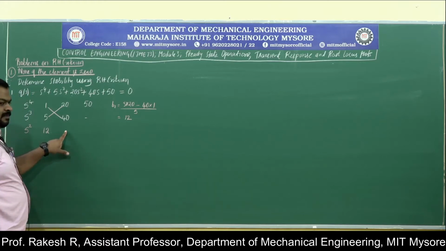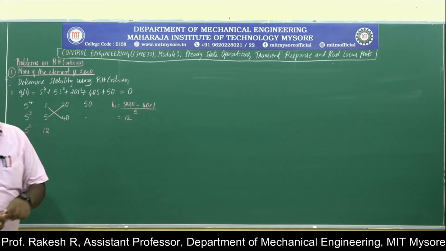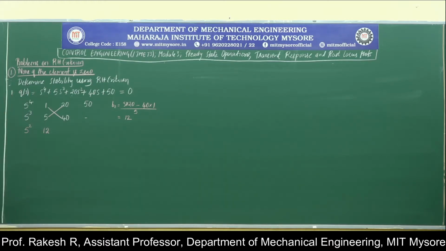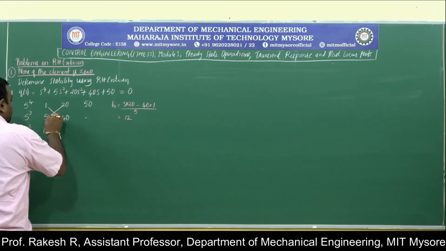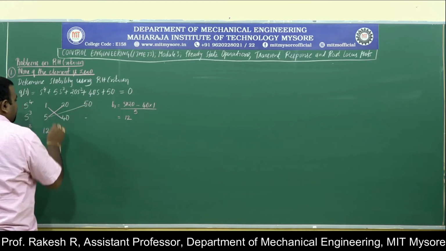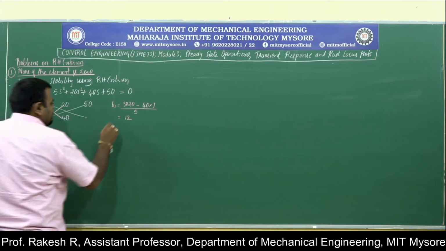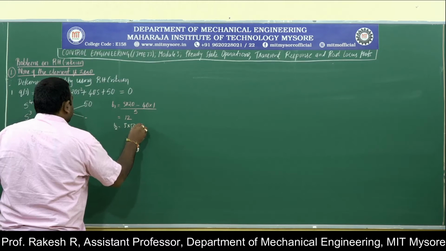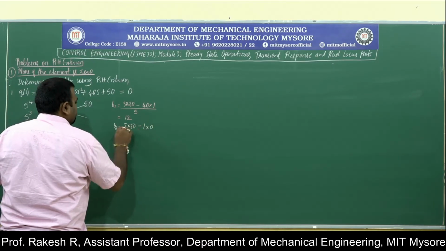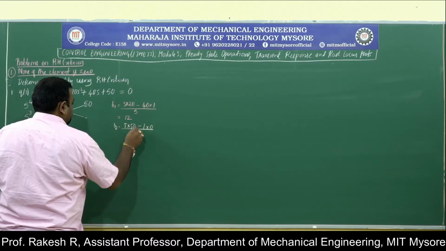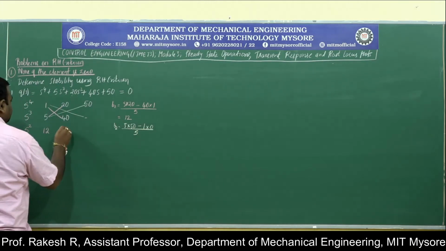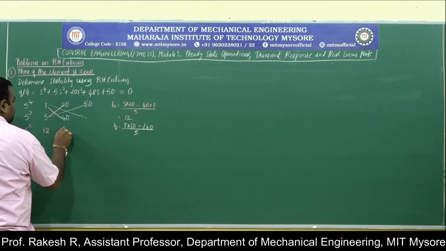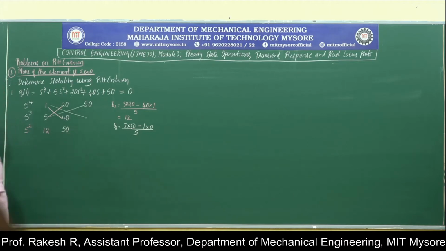Then the next term is, the first row is common. 5 into 50 minus 1 into 0 divided by 5. So you will get 50 only. This is the second term.